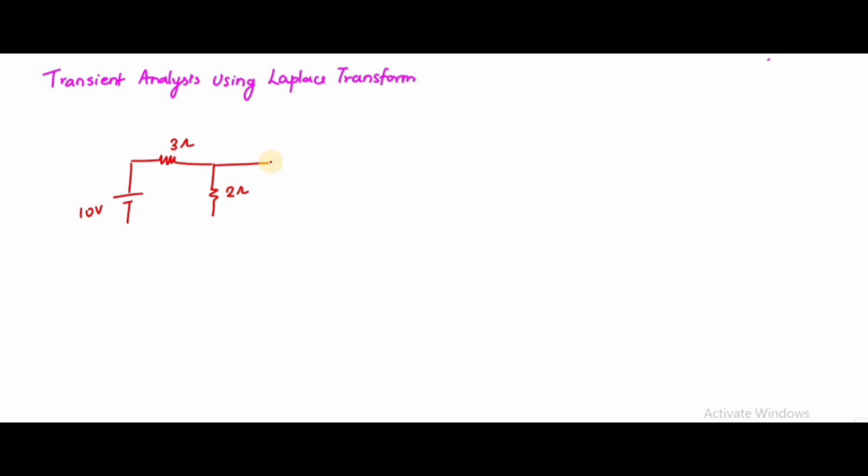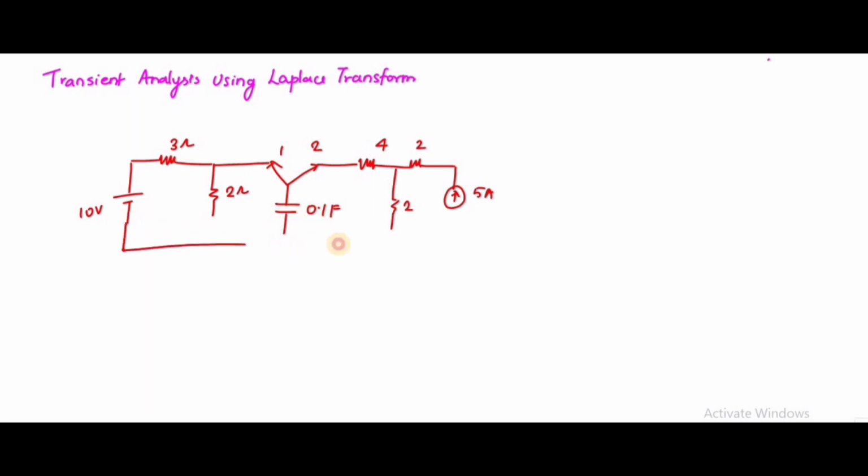Okay, the question is here: the 10 volt source is connected to a 3 ohm resistor and a 2 ohm resistor, and you have two switch positions, 1 and 2. They have asked to find the voltage across the capacitance, that is Vc of t. The switch has been in position 1 for a long time, and at t is equal to 0 plus it goes to position 2.